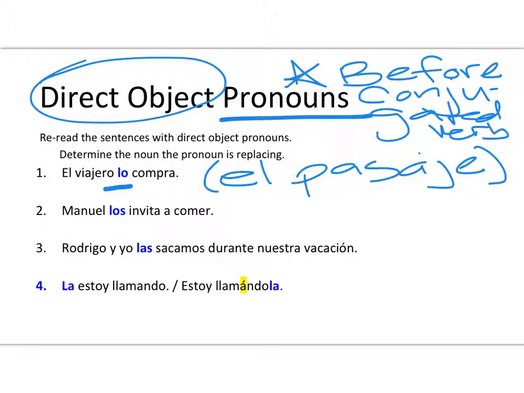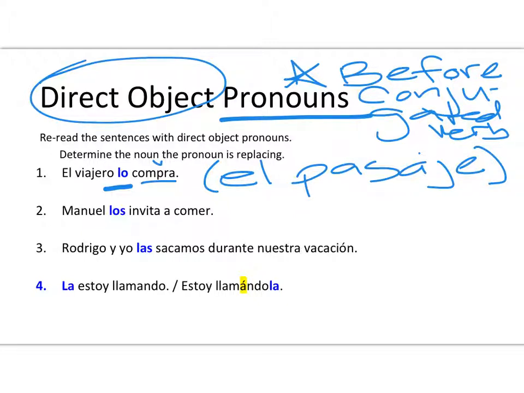Comes before the conjugated verb. Remember, compra is our verb. So what is "el viajero lo compra" saying in English? El viajero is what? This is el viajero. The traveler. The traveler.